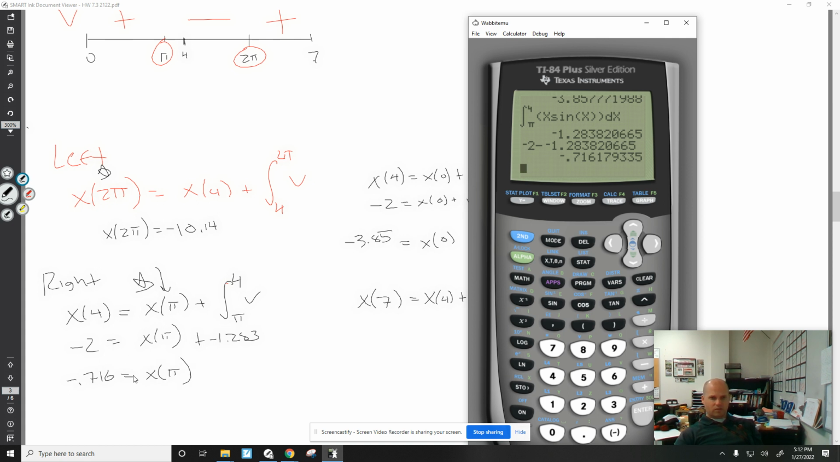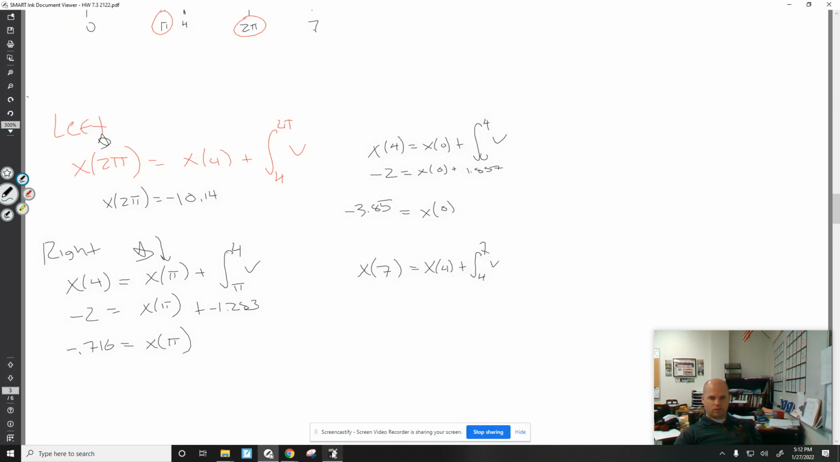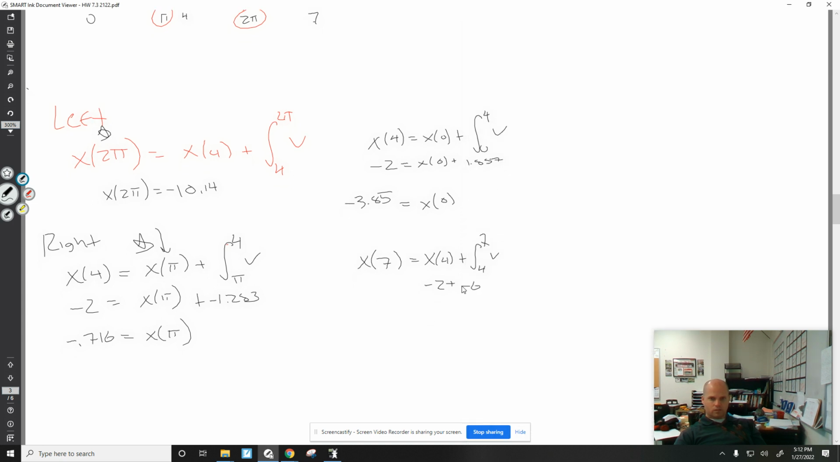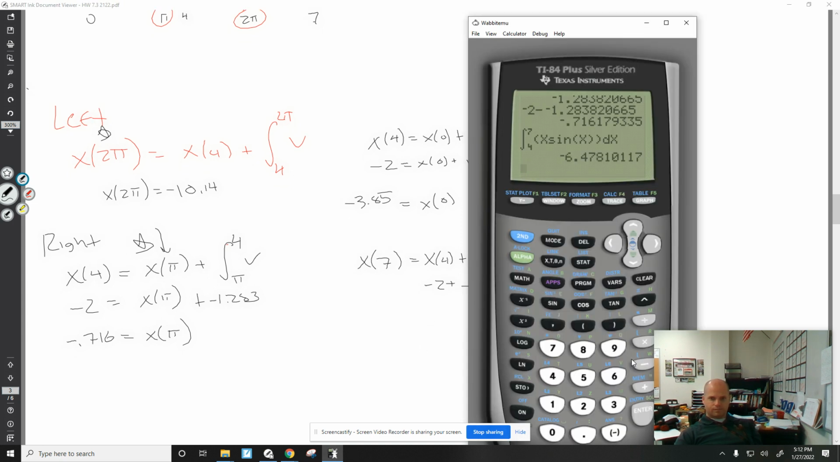Still negative, but so far it's the winning candidate. And let's do 7. This one works out nicely. 4 to 7. And I know x of 4. X of 4 is negative 2 plus negative 6 point something. Negative 8.47.